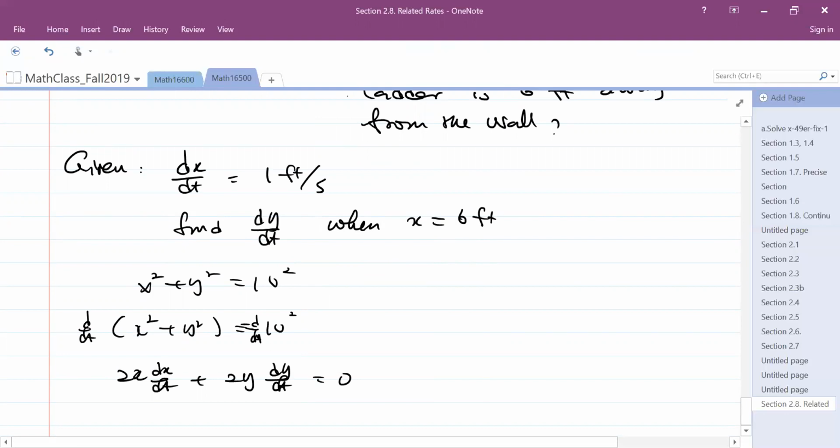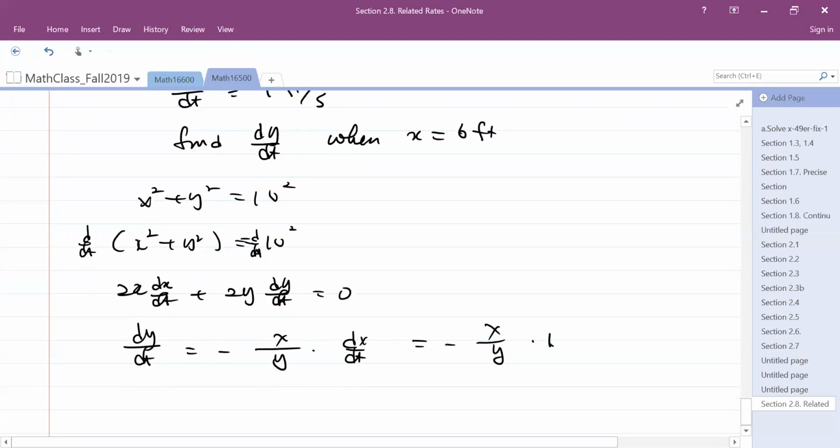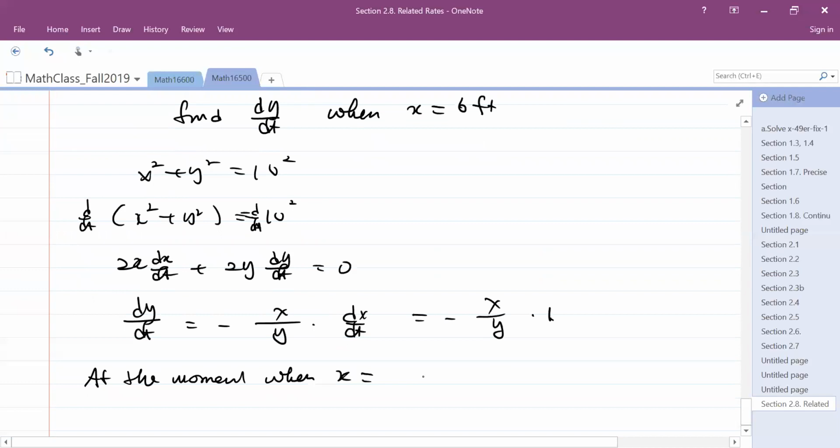So we want to find dy/dt. So dy/dt equals negative x over y times dx/dt. We are given dx/dt, the derivative of x with respect to t, which is 1, no matter where it is. Now, after you find the derivative, then you can plug in the numbers. At the moment when x equals 6, can you figure out the y value at that moment?